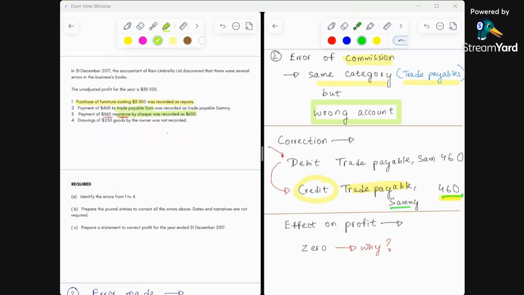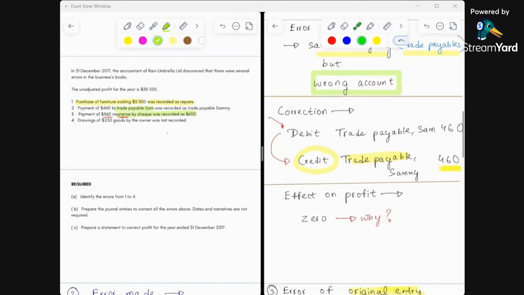What's the effect on profit? It is zero. And why is that so? If you look at the journal entry which we have done for the correction, when we debit the trade payable account for Sam, we are actually decreasing our liabilities. And when we are crediting the trade payable account for Sammy, we are increasing our liabilities. Profit is calculated as the difference between revenues earned and expenses incurred, right? Therefore, we do not really have any effect in this case because only liabilities are involved, all right? So therefore, the effect in this case is zero.